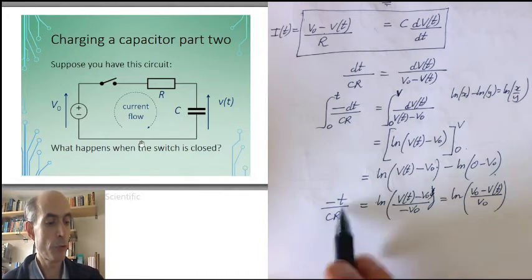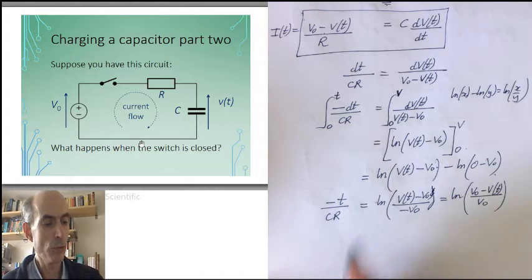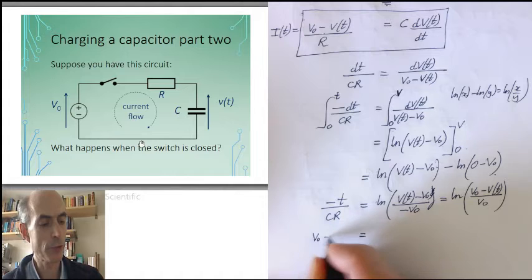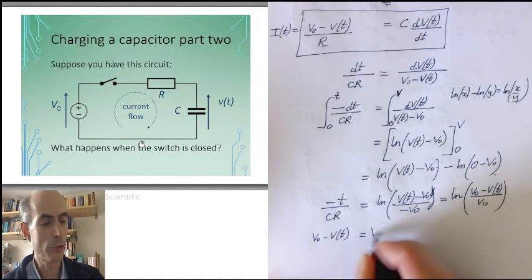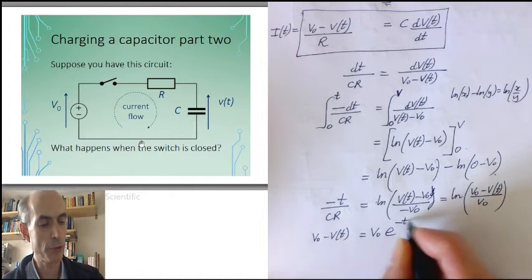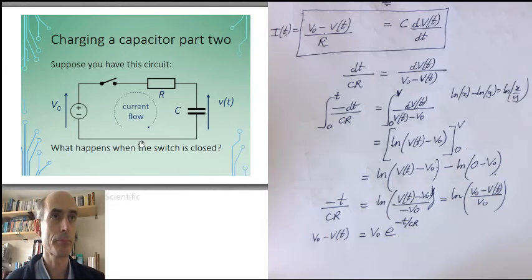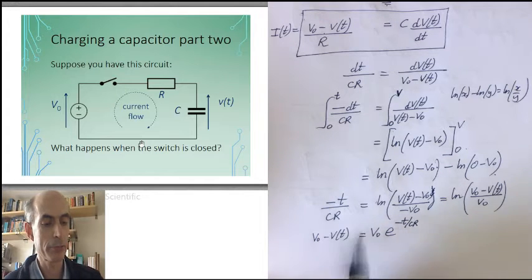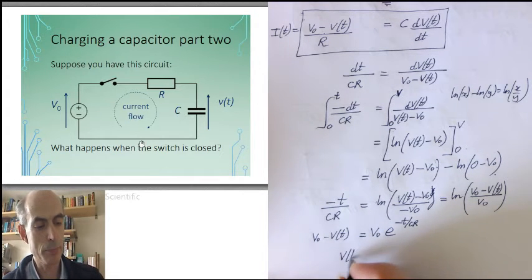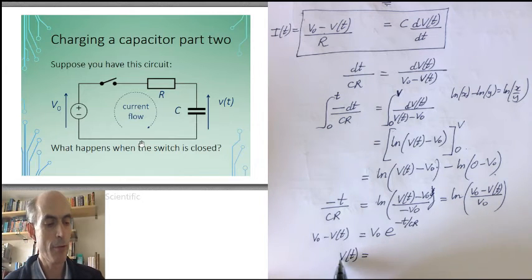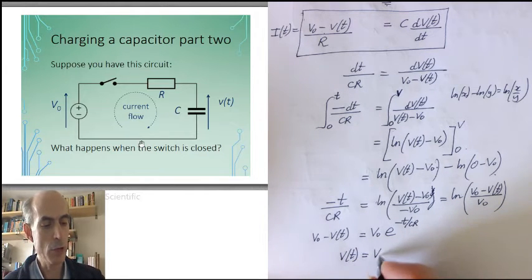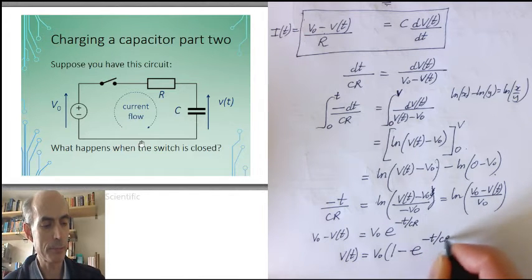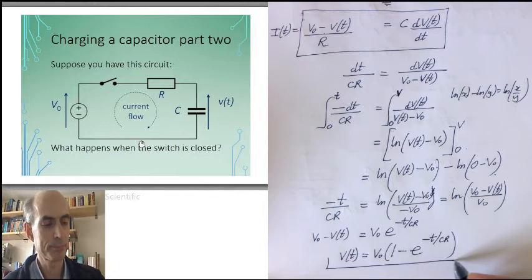Take the antilog of both sides and multiply up by V0, and this time I would end up with V0 minus V of t is equal to V0 times e to the power of minus t over CR. Bring this over here and bring this over here and do a bit of fiddling around, and that would end up with V of t equals V0 times 1 minus e to the minus t over CR. Final result.